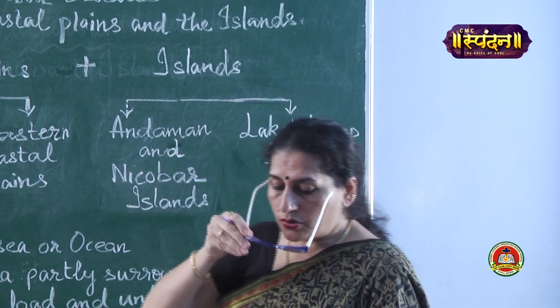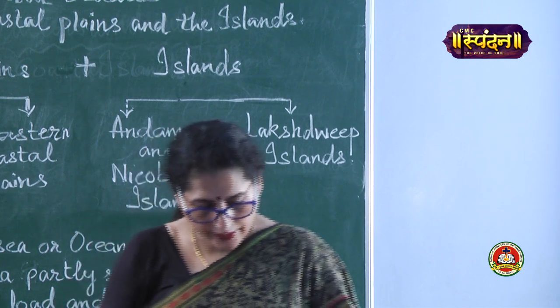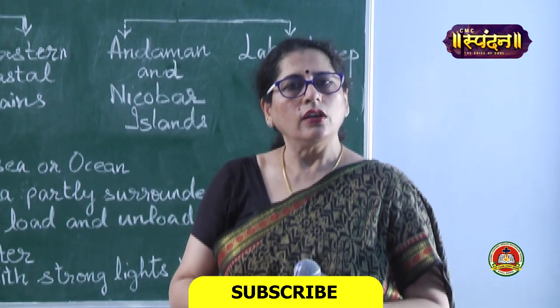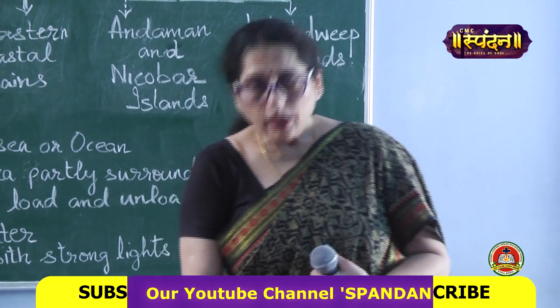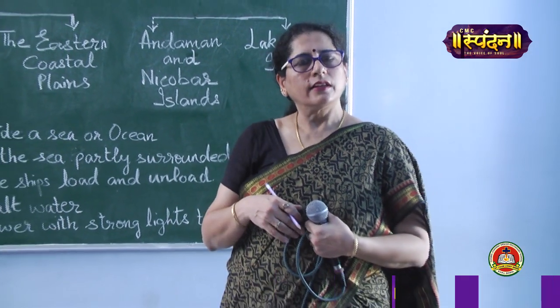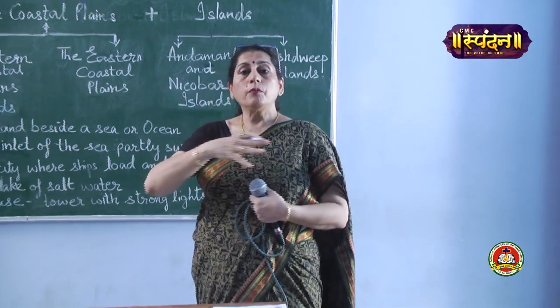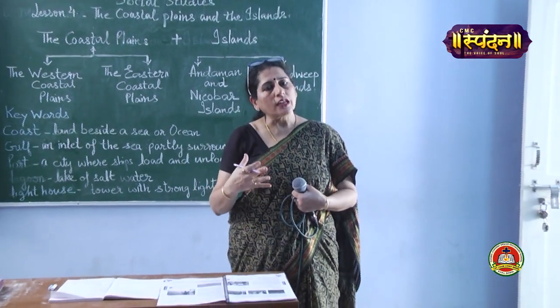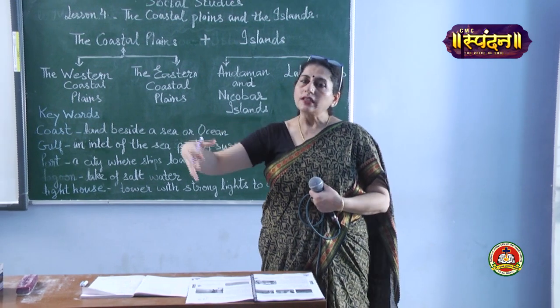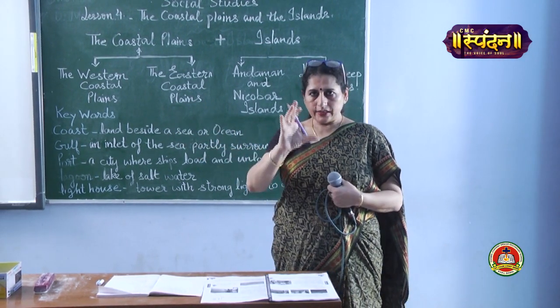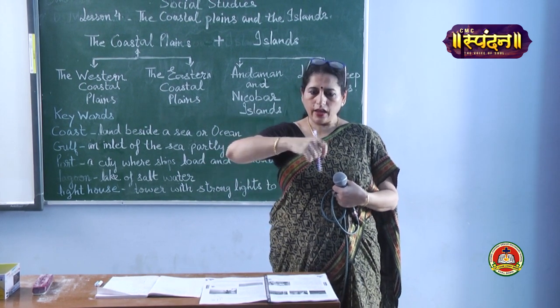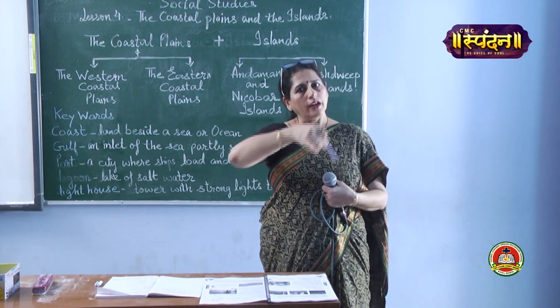Now, to study about the islands, let's focus again on page number 282. First of all, what is an island? An island is a piece of land which is surrounded by water on all sides. Like you can see Sri Lanka there. It's a piece of land and it has water all around.